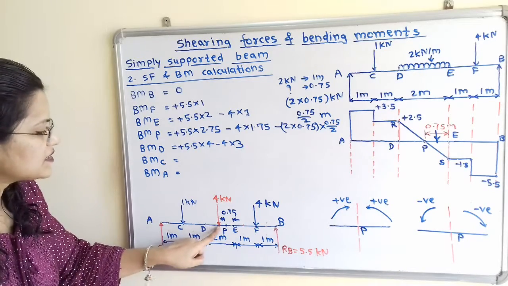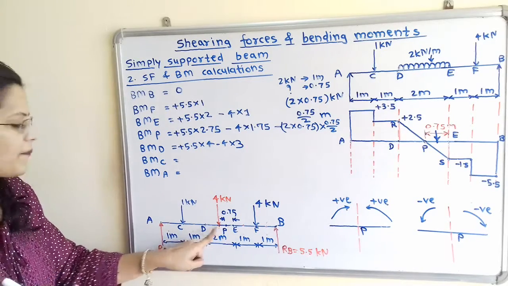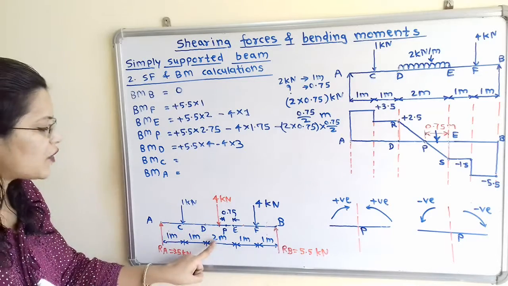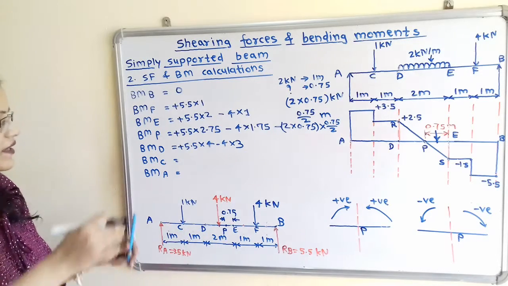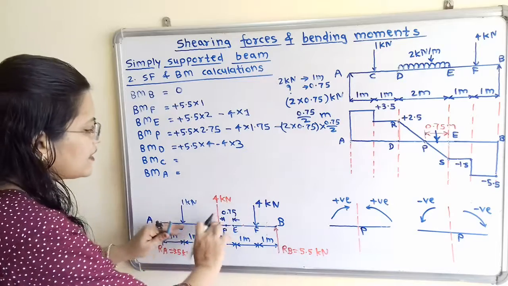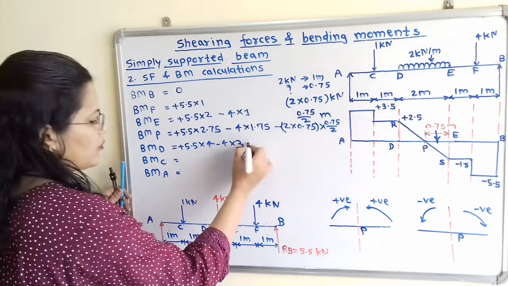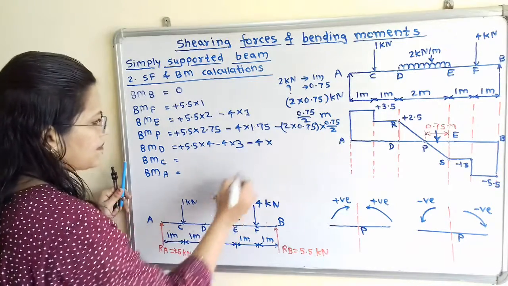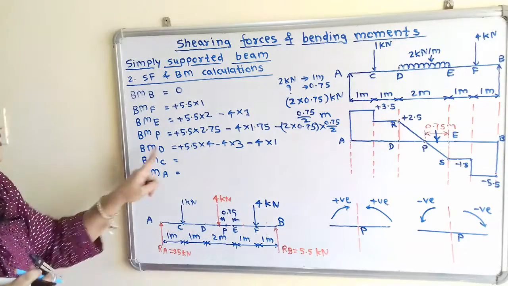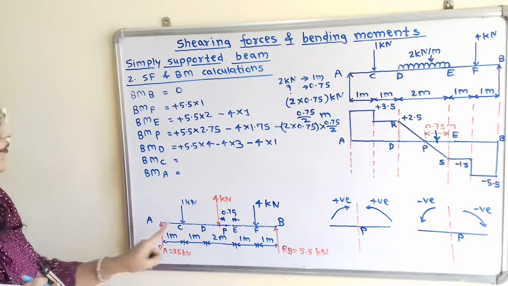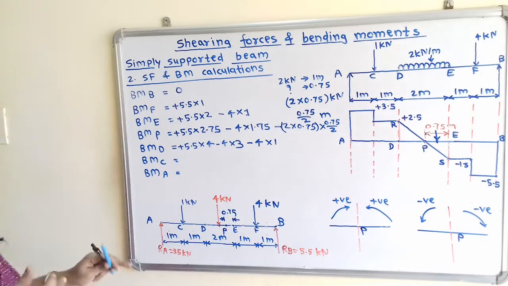That is, from D to this point of application, the center point, the distance is 2 divided by 2, which is 1. So how to write this? It is also in the clockwise direction. So minus 4 multiplied by 1. So this is the bending moment at point E. Now we will calculate the bending moment at point C.